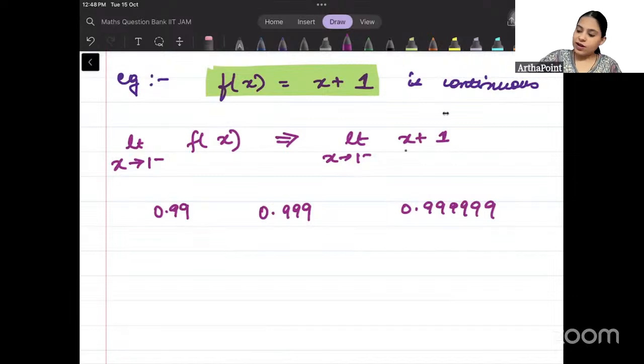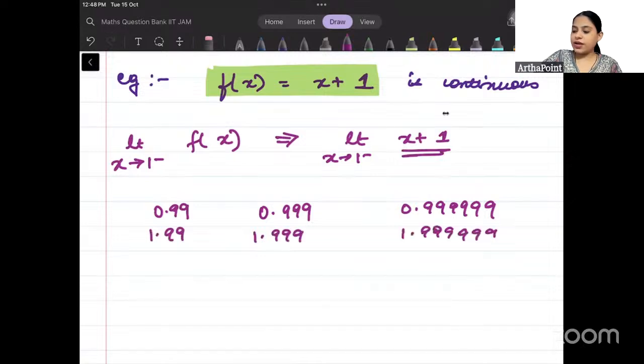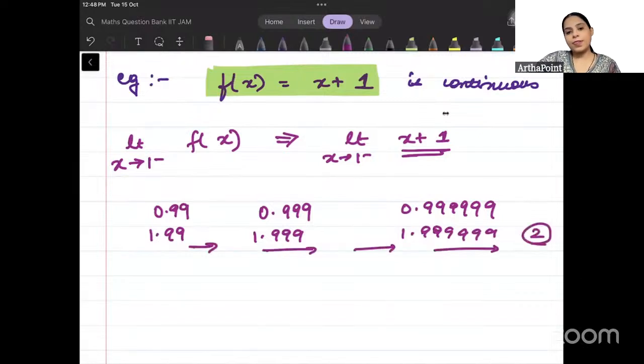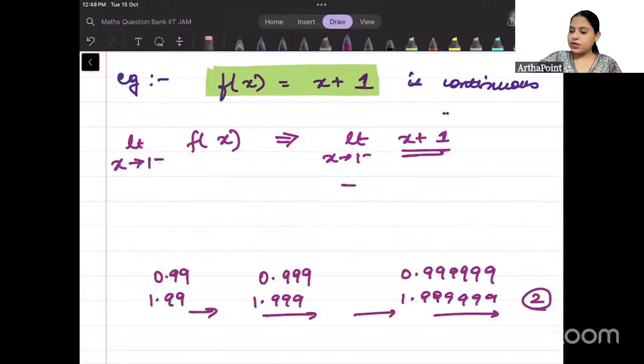What will happen to the value of the function? I will get 1.99, 1.999, 1.99999. It means I am going closer and closer to 2. Right? So I told you how to find the limit. In this case, there is no denominator, nothing. It's a simple thing. So you can directly plug the value 1 here itself. So you know that it is approaching 2.